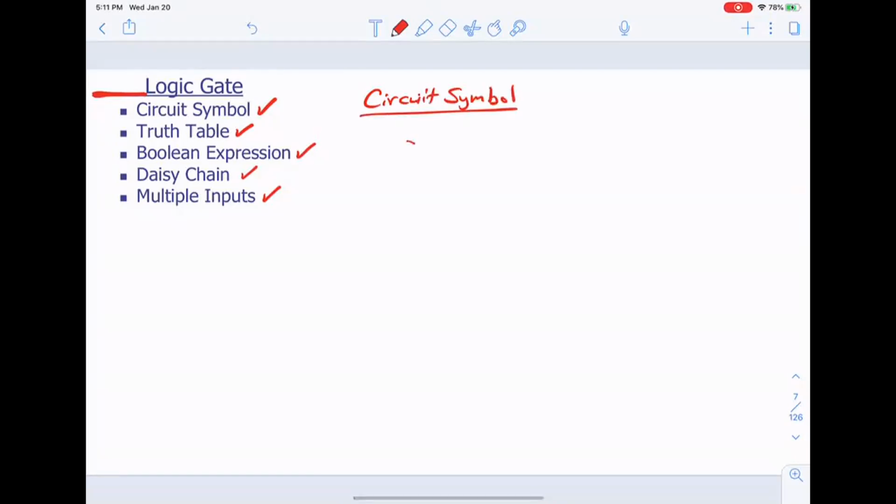The first circuit symbol I'm going to show you has a curved back to it and then a pointed front, almost like the Star Trek communicator badge sideways. And then this is going to be the output, and this is going to be the input over here.